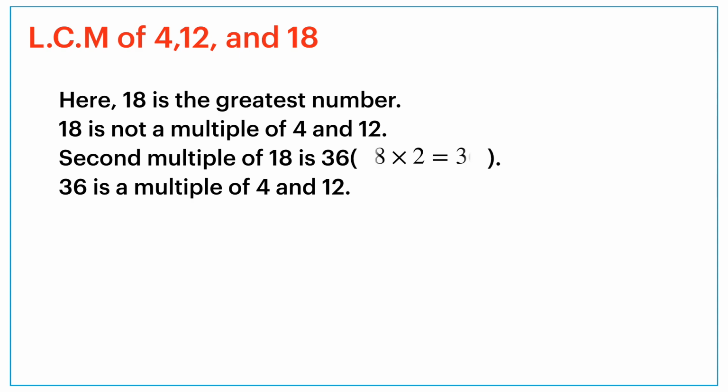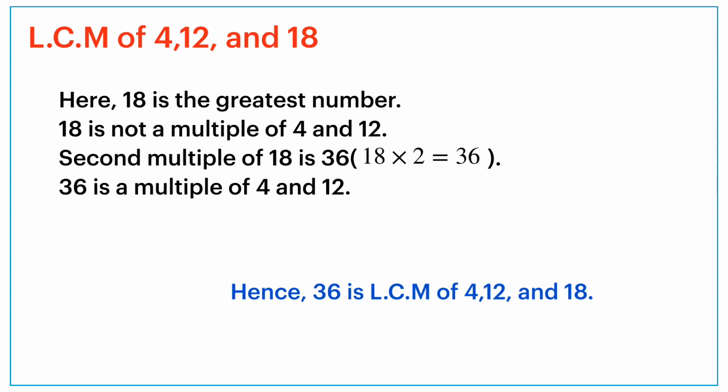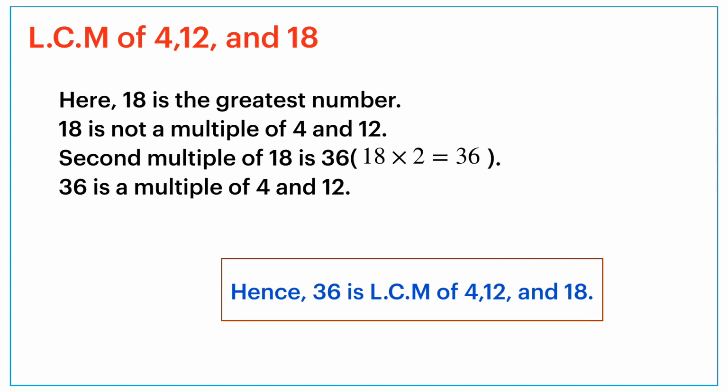What is the least common multiple of 4, 12 and 18? In this case, 18 is the greatest number. 18 is not a multiple of 4 and 12. The second multiple of 18 is 36. 36 is a multiple of 4 and 12. Therefore, 36 is the LCM of 4, 12 and 18.